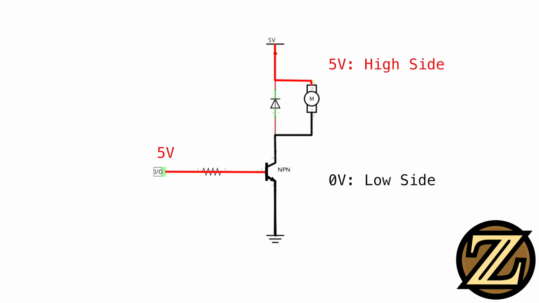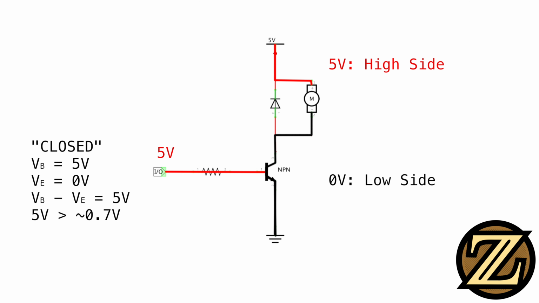The motor is a load in this circuit. Note how we have a 5 volt or high side of the motor and a 0 volt or low side of the motor. The NPN transistor is on the low side of the load. Why? Because for us to close the switch, we need a base emitter differential of approximately 0.7 volts. In this circuit, our base is at 5 volts and emitter is at 0 volts, yielding a differential of 5 volts. Since 5 volts is greater than 0.7 volts, we close the transistor, allowing current to pass.